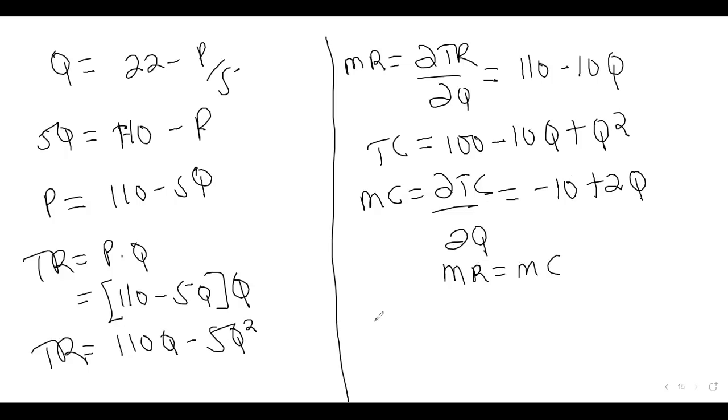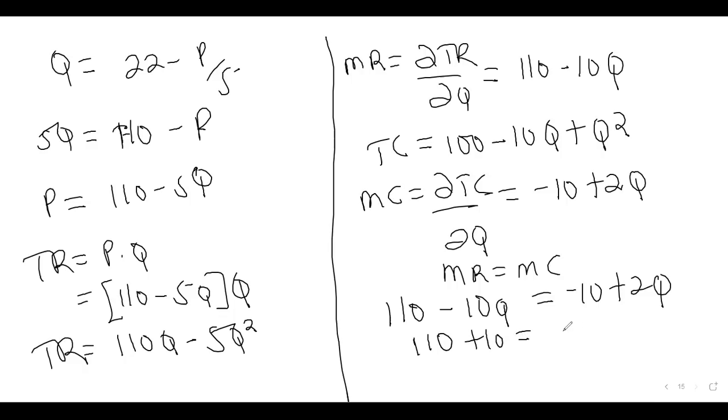We will have 110 minus 10Q equals minus 10 plus 2Q. Let's group like terms. So you have 110 plus 10 equals 2Q plus 10Q, so 120 is equal to 12Q. If you divide both sides by 12, you get Q equal to 10. So for the monopolist, the profit maximizing quantity is 10.